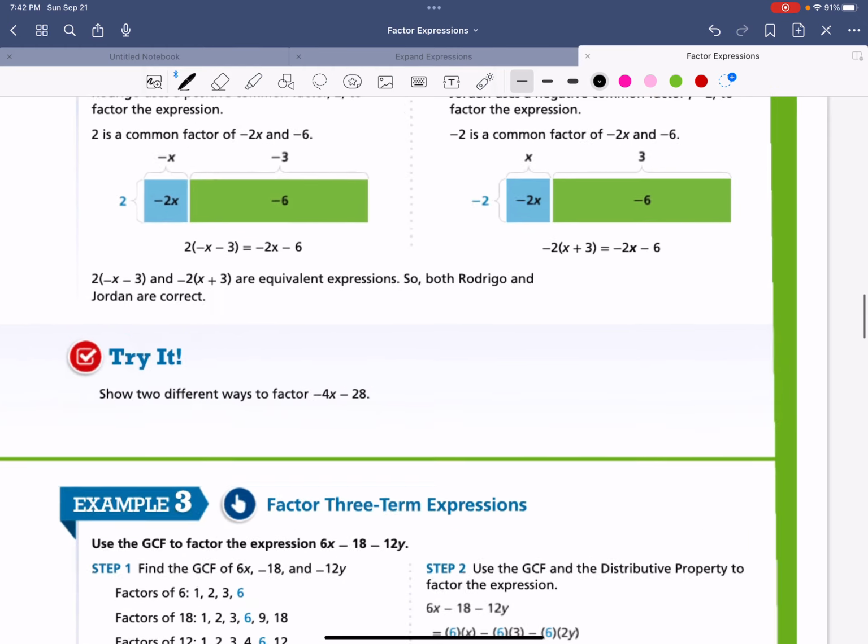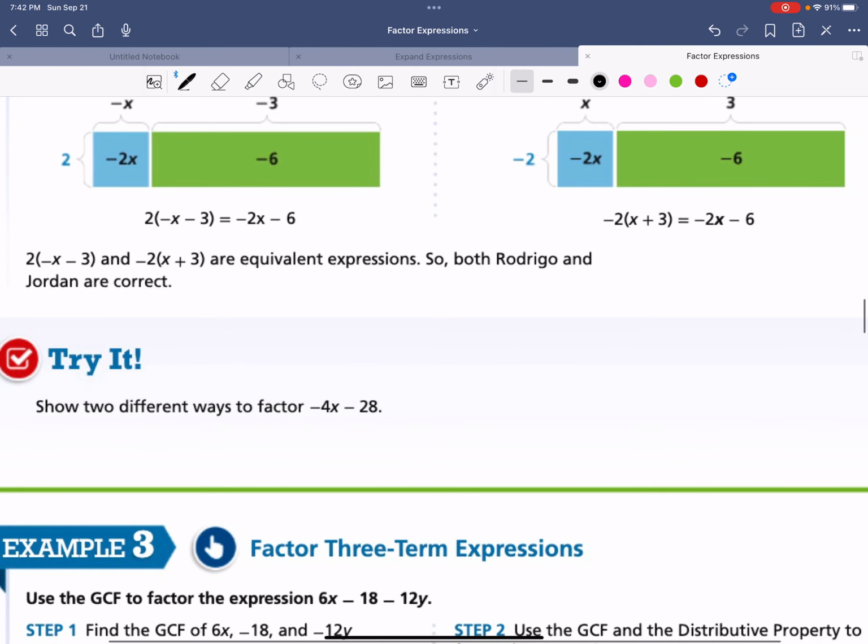All right, let's try some more. It says show 2 different ways to factor 4x minus 28. So the first thing I do is list my factors of both of my numbers. So 4, we know that's 1, 2, and 4. And then for 28, I know I have 1 and 28. I know I have 2 and 14.